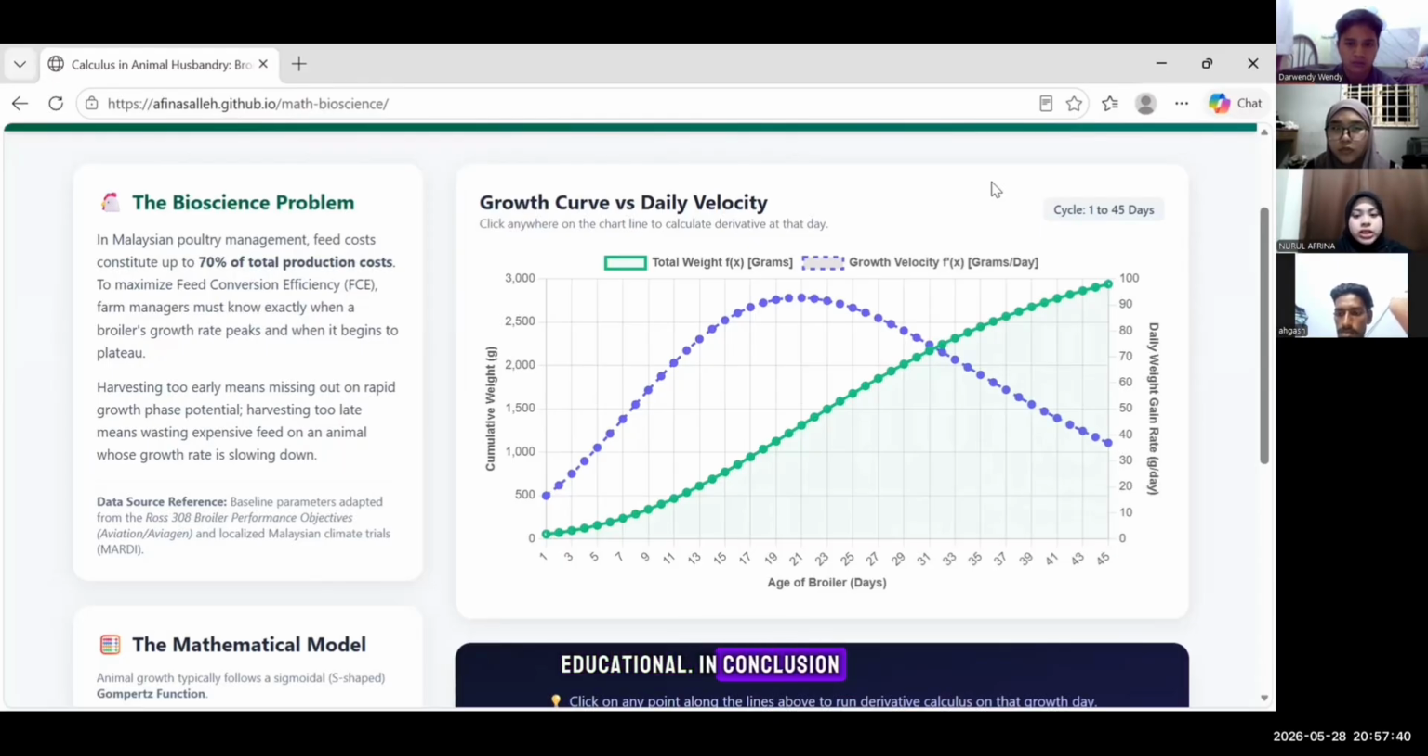In conclusion, thank you for listening. This project demonstrates how mathematics and bioscience can be combined to improve farming efficiency and sustainability. By modeling growth with calculus, farmers can make smarter decisions and reduce costs. Thank you.